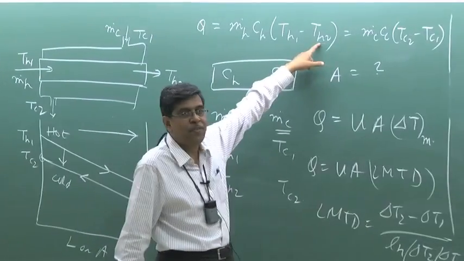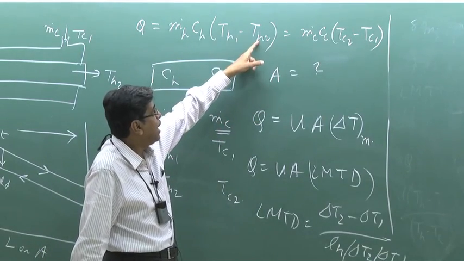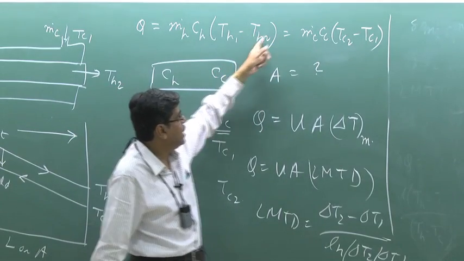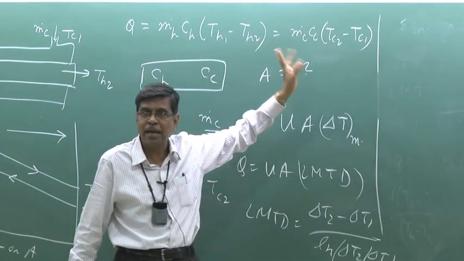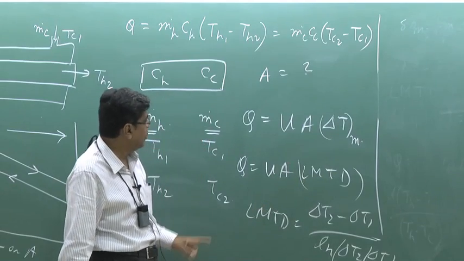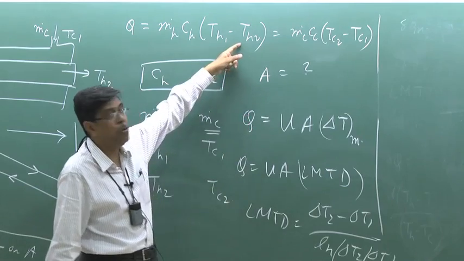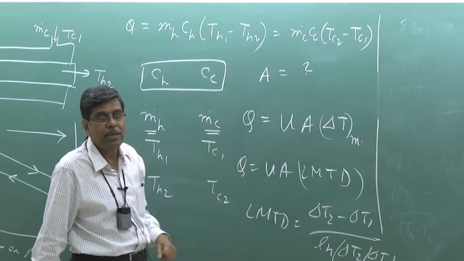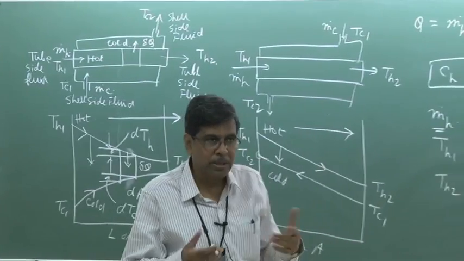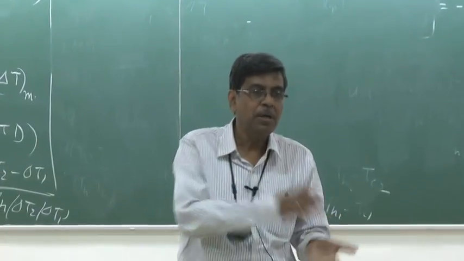We have to assume. I will solve a problem today, it will be clearer, but still I am telling you now: either Th2 or Tc2, any one we assume first. If you assume Th2, Tc2 will be found from this equation. Both are assumed values. Then you find the LMTD, obviously with these assumed values. Then with this LMTD, since A is known, we find Q. Now with that Q, we iterate, that means we refine the value of Th2. Clear? So this way we do both Th2 and Tc2 until they converge with each other, that means the new value is close to the earlier value.